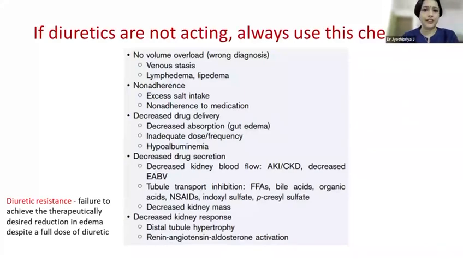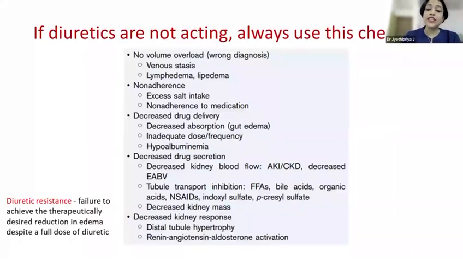Now, if diuretics are not acting, use this checklist. When you're facing diuretic resistance, first of all, make sure your diagnosis is right, whether there is actual volume overload. Sometimes venous stasis or lymphedema can be mistaken for volume overload. The next important thing is non-adherence, both to medication and to salt restriction, which can result in worsening edema. Then another one is decreased drug delivery. This is seen when there is gut edema, which can result in decreased absorption, inadequate dosing or frequency, and hypoalbuminemia. I already told you the loop diuretics bind to albumin. So if there is hypoalbuminemia, their delivery into the tubules is restricted.